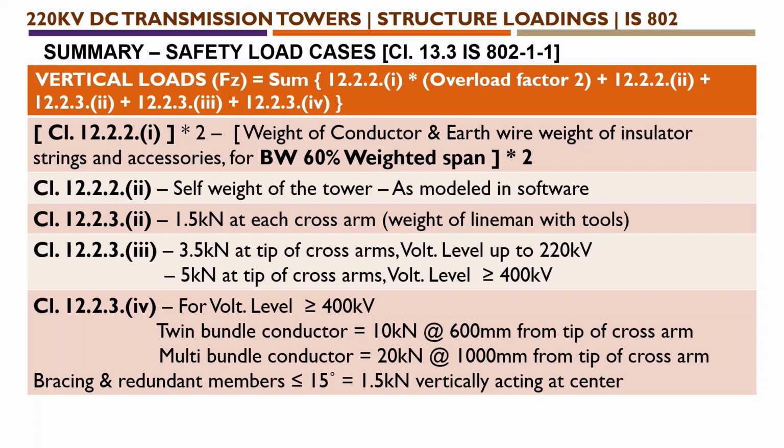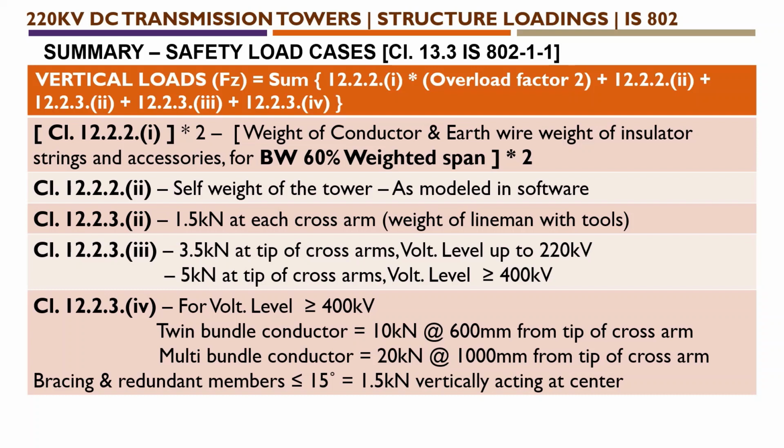For the vertical loads we need to refer two clauses, 12.2.2 and 12.2.3. As per these clauses, these are the methods of calculation. So we need to multiply this clause 12.2.2 of 1 with a multiplication factor of 2. In this we need to consider weighted span for broken wire condition as 60%. Applying this we need to consider the weight of conductor for broken wire condition, and as per clause 12.2.2 of 2, self weight of the tower.